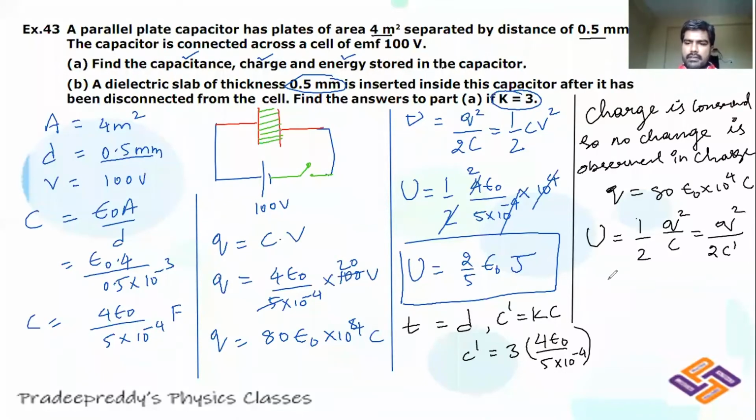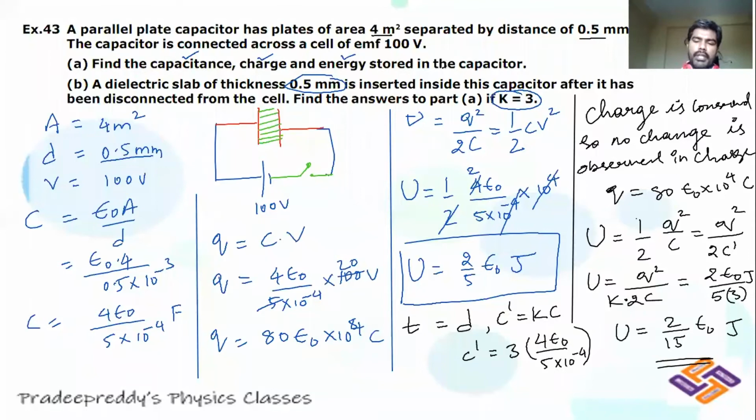C dash is K into C, so this is Q square divided by K into 2C. But what is Q square divided by 2C? It is already calculated as 2 by 5 epsilon naught. This gives you 2 epsilon naught divided by 5 into K. What is K? It is 3. So U will be equal to 2 divided by 15 epsilon naught joule. Right? That is, potential energy decreased by K times.